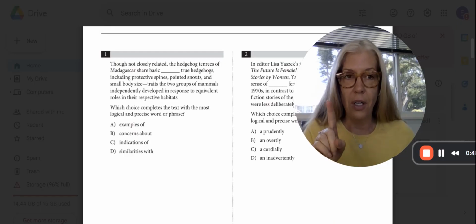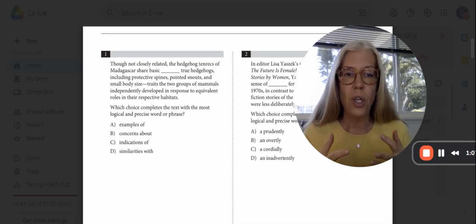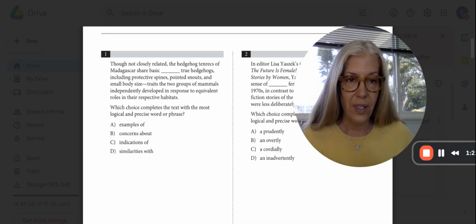You're scored on standard English conventions, which is grammar. You're scored on expression of ideas. I'll show you those. You're scored on craft and structure, and you're scored on information and ideas. So those are the 4 areas in your score report that you get. And each one of those makes up a certain percentage, sometimes like 25%, 24%, 26% of your overall test. The way that I'm going to break this practice test 6 down, though, is into 5 different sections.